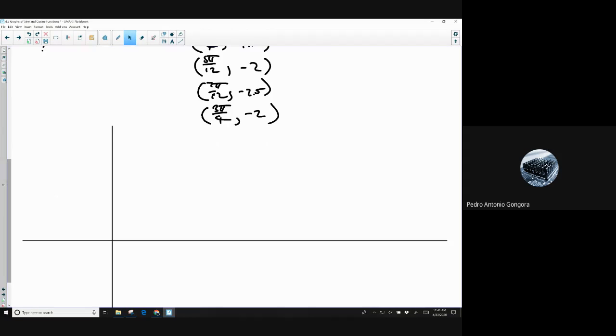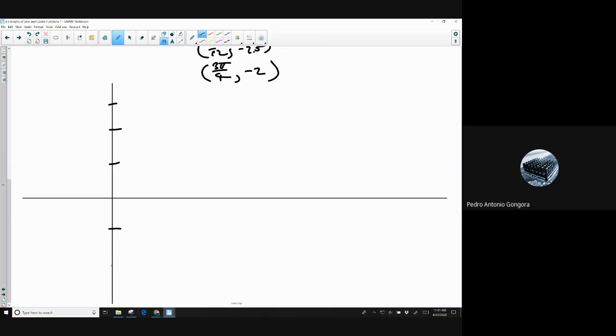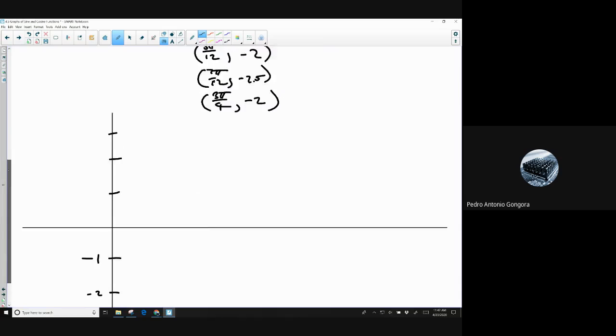To graph this function, let's make this nice and big. Now let's even make it bigger. So that's 1, 2, 3. Let's go negative 1, negative 2, negative 3, because they're all going to be pretty much down here, because we did a vertical shift. All right, so now I need my key points.